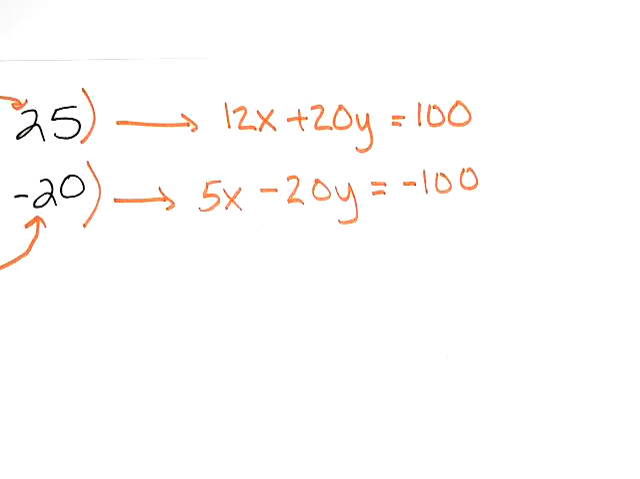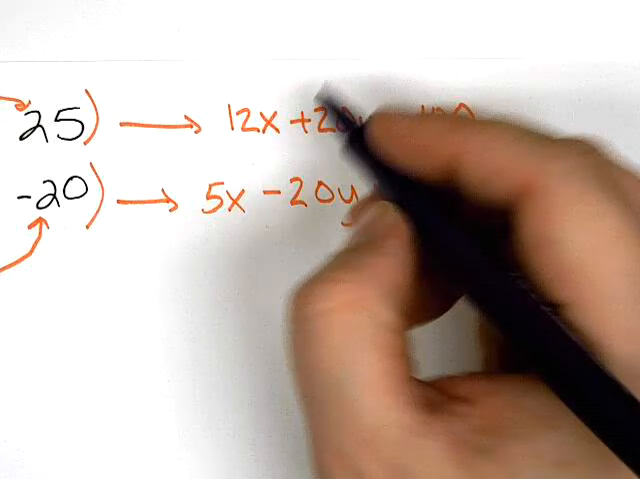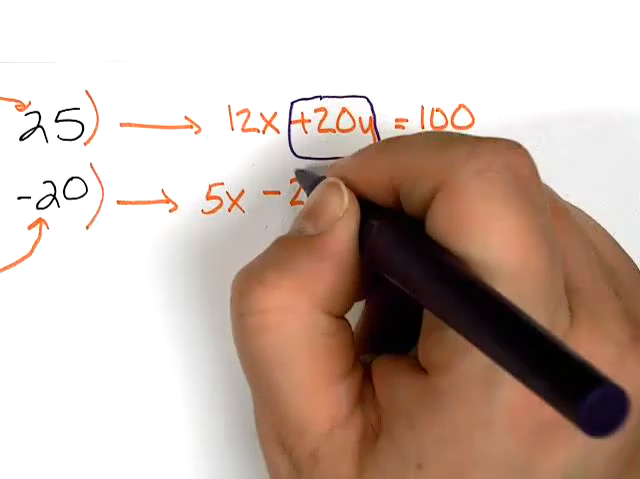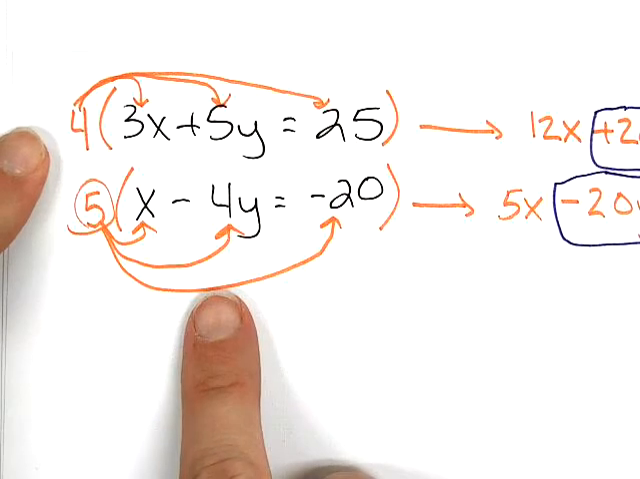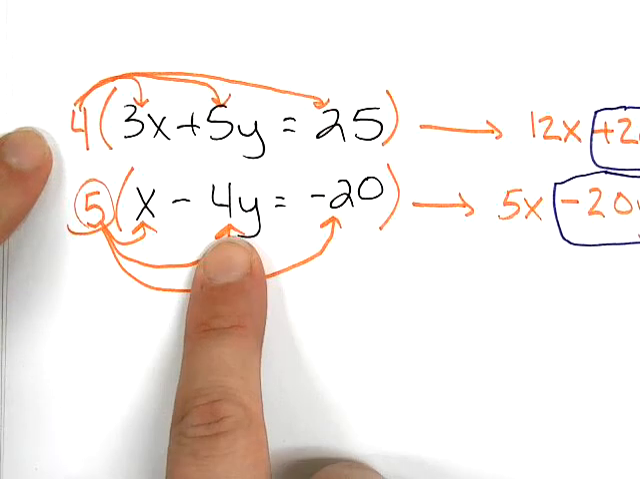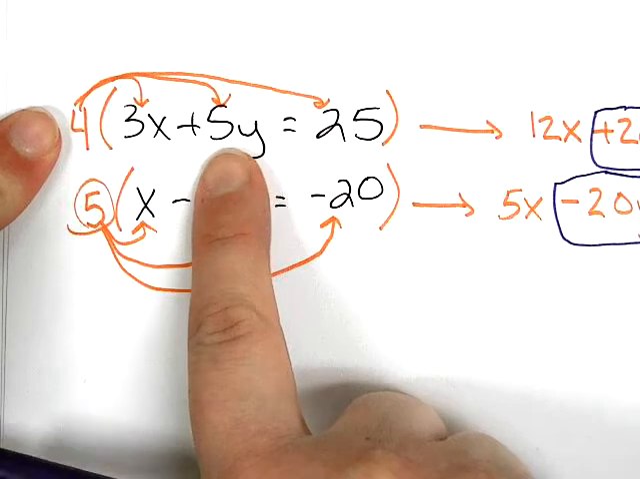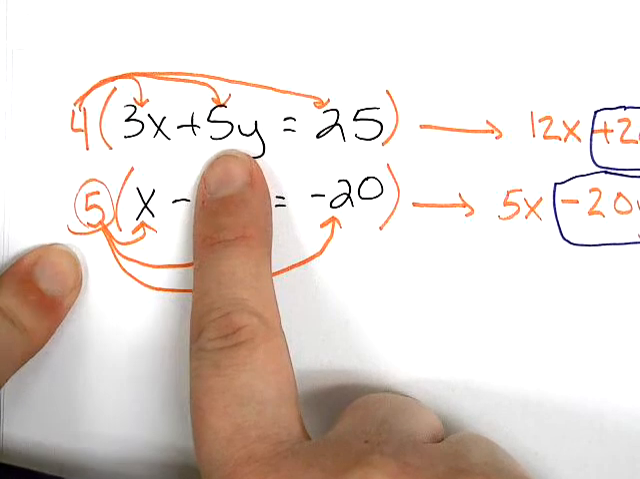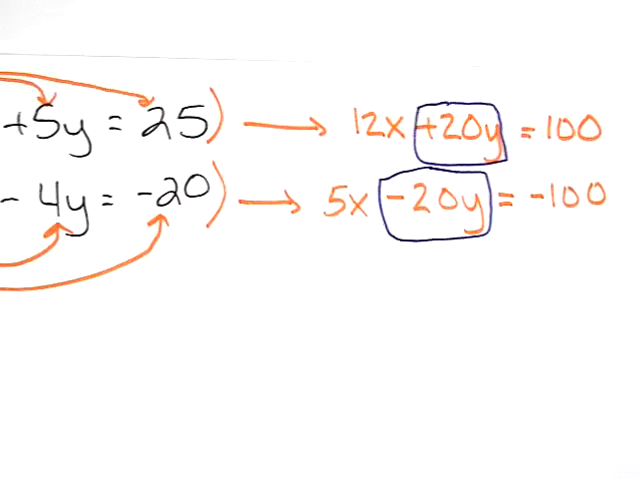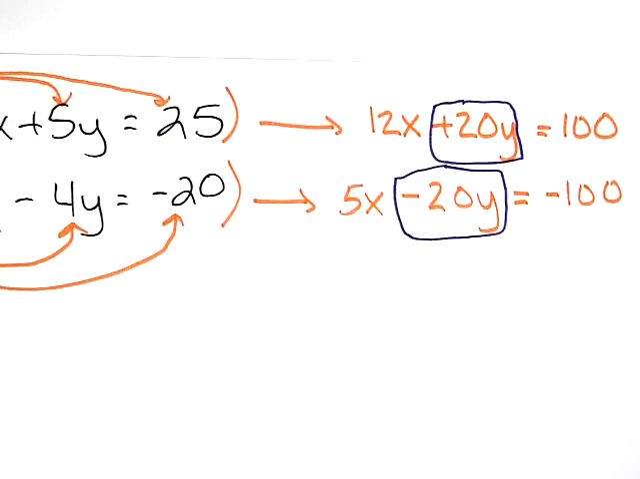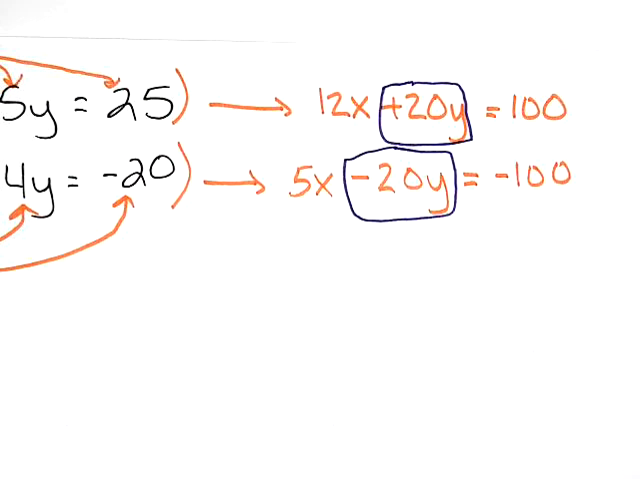Now look at them. Hopefully you can see that I have a positive 20y and a negative 20y. Okay, I got that because all I did was flip-flop my y's here. This one had a 4, so I multiplied the top equation by a 4. This one had a 5, so I multiplied the bottom equation by a 5. And by doing that, I turned them into opposite coefficients. They were already one positive, one negative. So all I had to do was make them the same number. All right, I made them both into a 20, and now I can solve it.